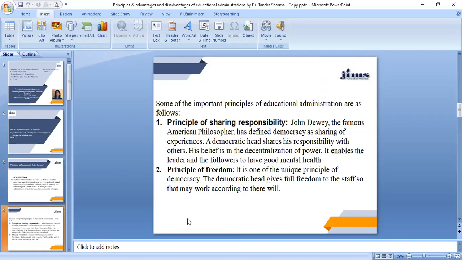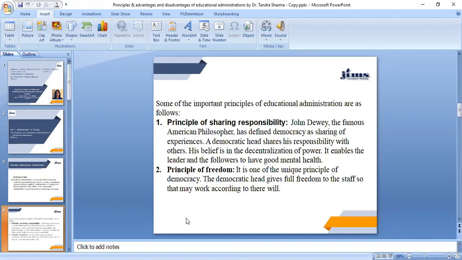The first principle is the principle of sharing responsibility. John Dewey, the famous American philosopher, has defined democracy as sharing of experiences. The advocates of this principle of administration claim that school administration should be based on mutually shared purposes. If sharing becomes the principle of administration, all administrative problems become a problem for all.